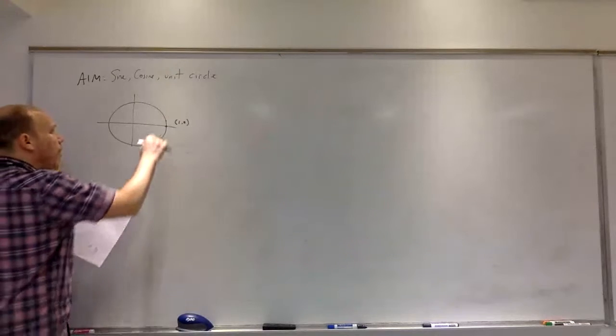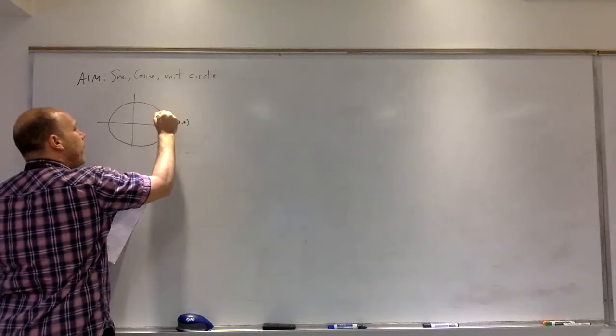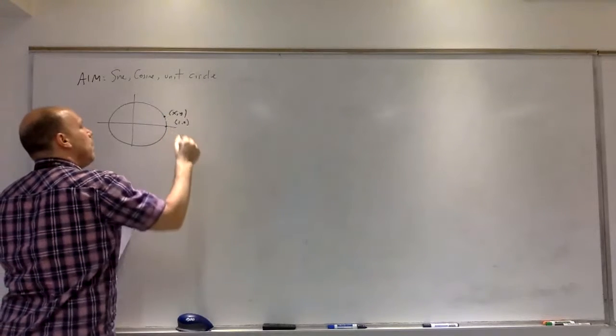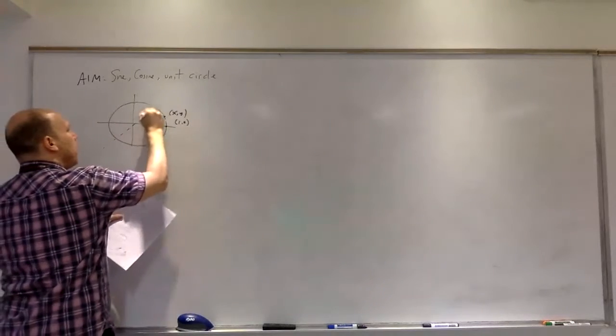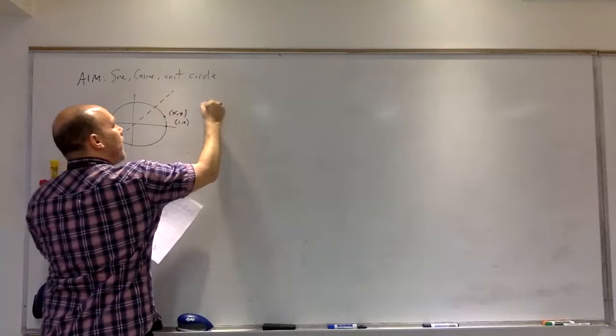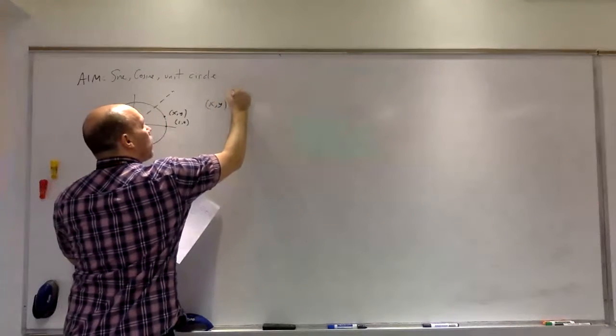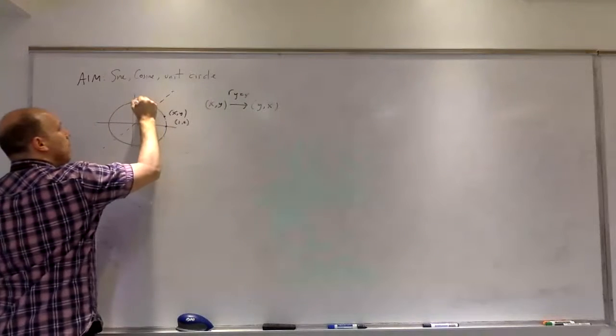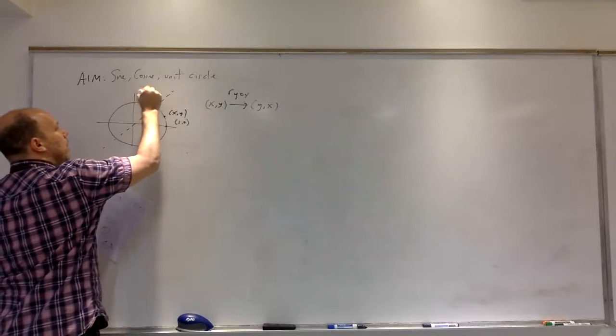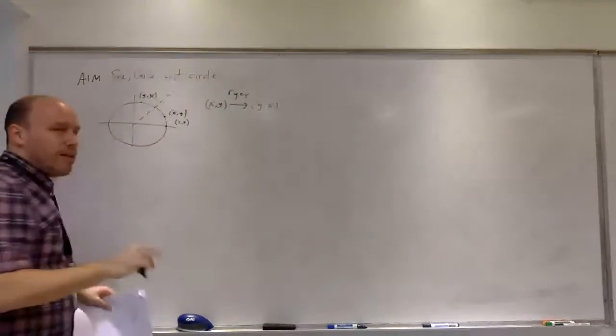A couple of things though. Let's start with something basic. If we have the point (x, y) and reflect it over the line y equals x, we get the point (y, x). That's the first thing you need to know.